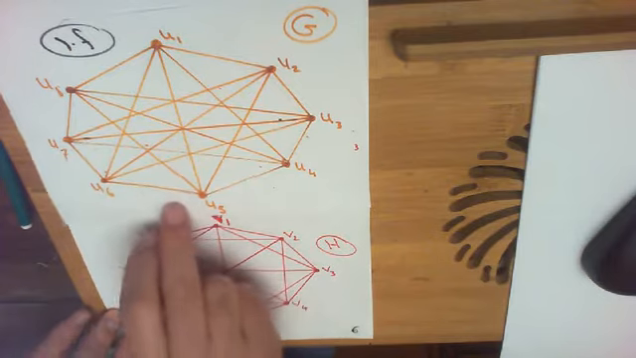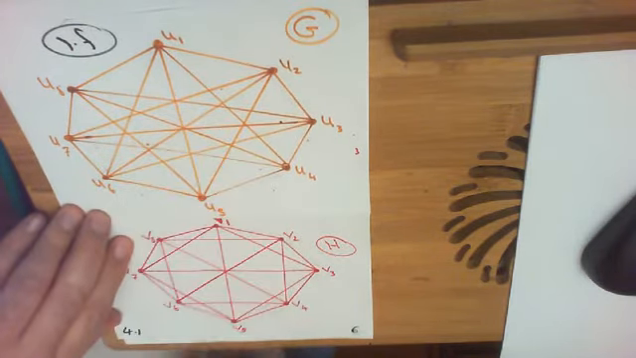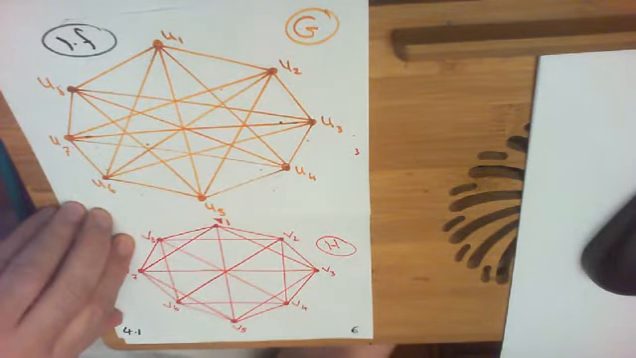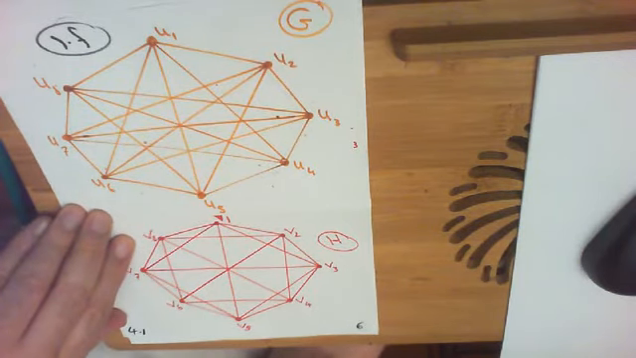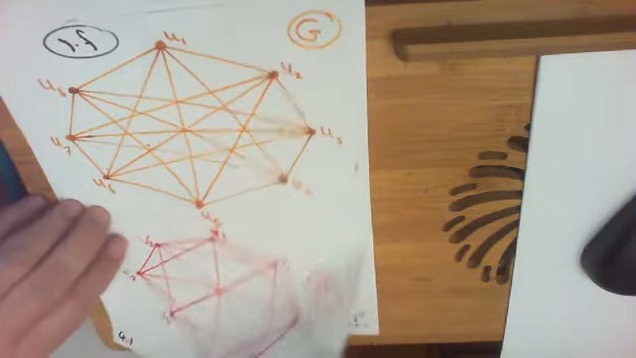So we have many circuits of length 4 in graph G, more than we have in graph H, so the two graphs are not isomorphic.